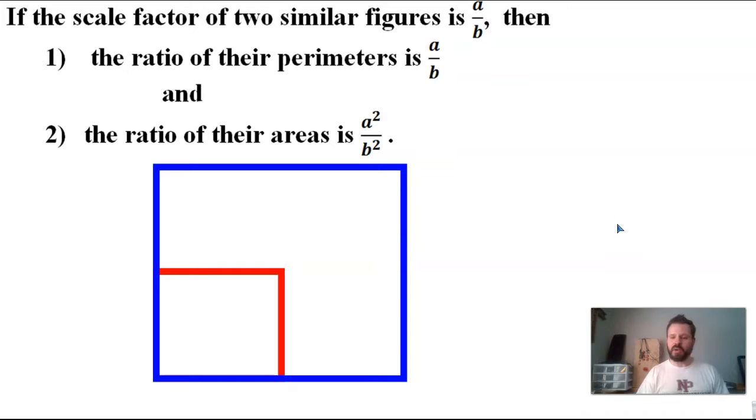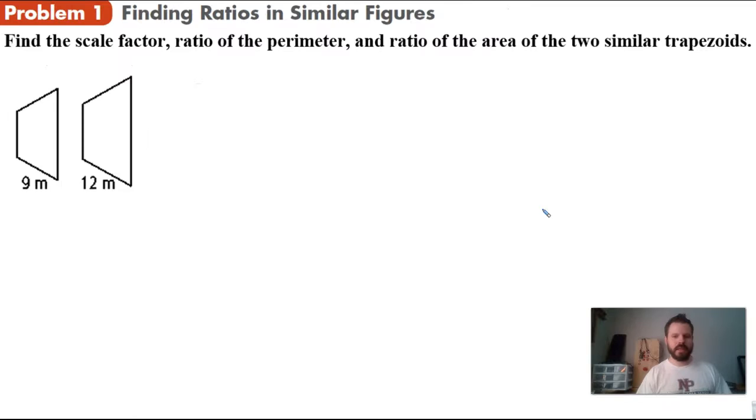Okay, the area doesn't work that way though. Notice that right now I could fit 1, 2, 3, 4 of these little squares into the big square. Okay, 4 is 2 squared, so when I made this square twice as long and twice as wide, we made the area 2 squared, or 4 times as big. Let's take a look at what that means for some different problems.